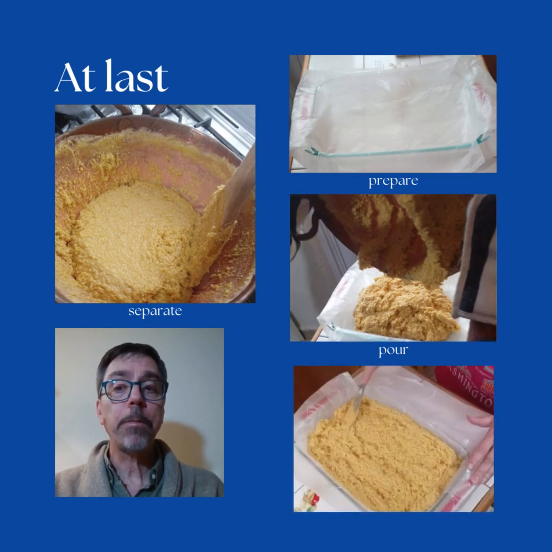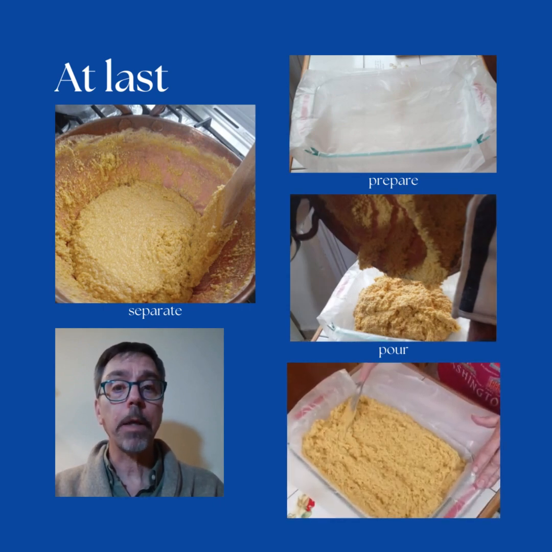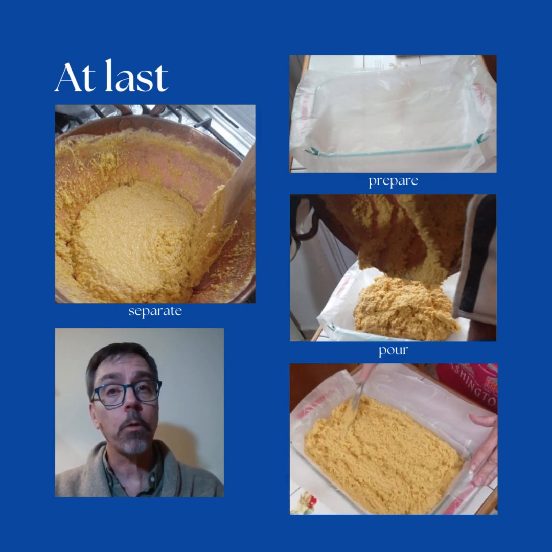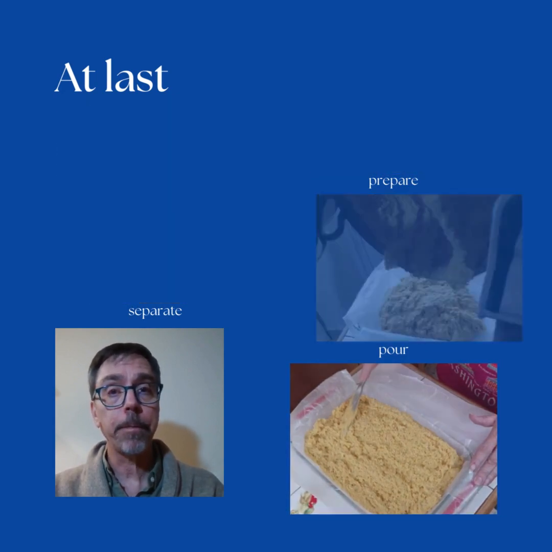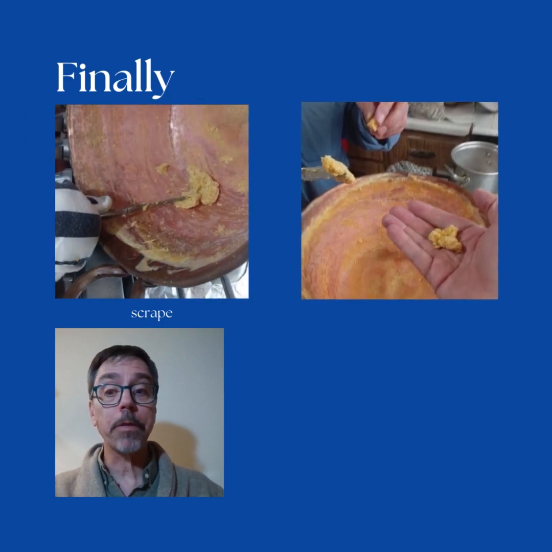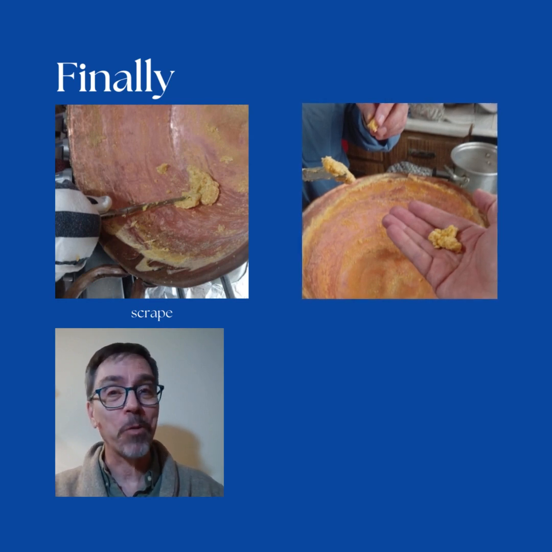At last, when the mixture separates from the copper pot, you pour it into a glass oven dish that you prepared before with waxed paper. Finally, you can scrape the bits of turrón from the pot and claim your reward for all your hard work.